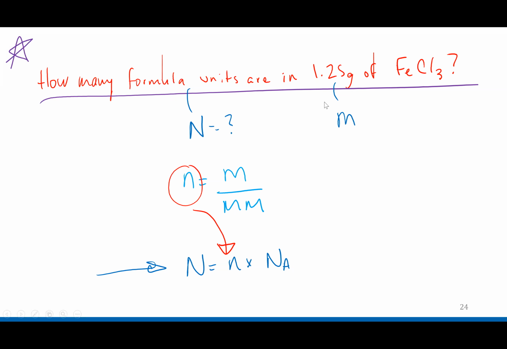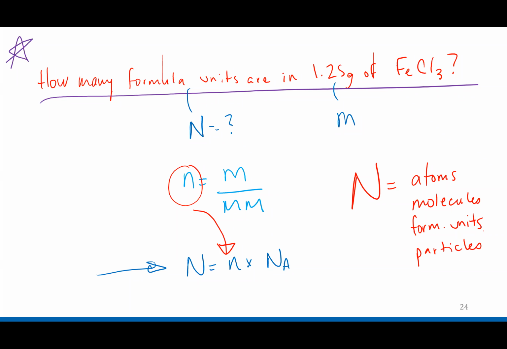I have a question in the chat about the letter N. N can be atoms, N can be molecules, N can be formula units, N can be particles. N can actually be anything. Like I mentioned the other day, N could be stars in the universe. N could be grains of sand on the beaches in the world. N can be anything, but in chemistry, N is typically atoms, molecules, formula units, or particles.